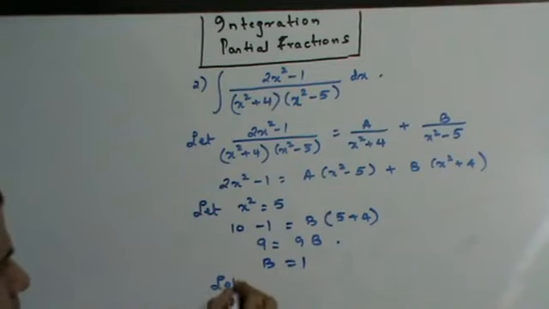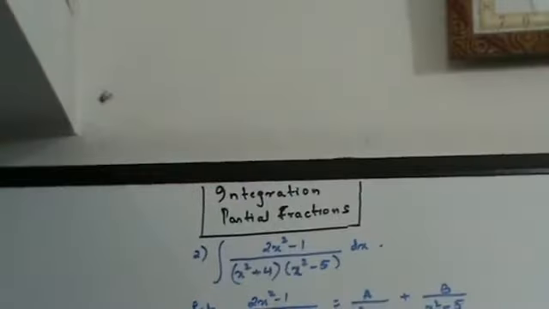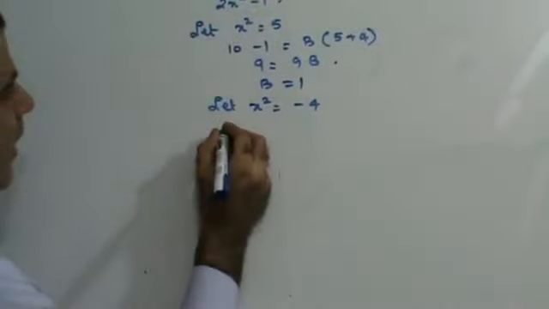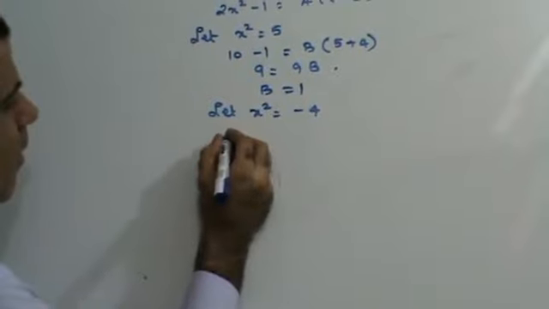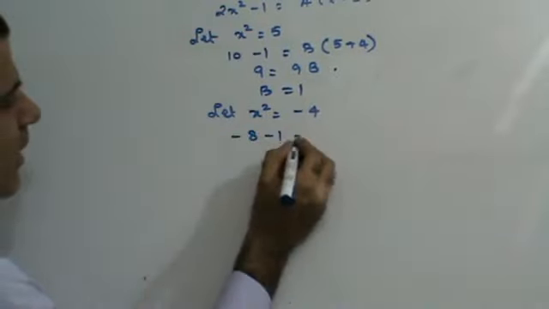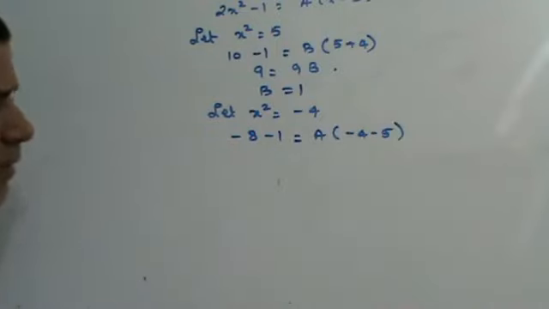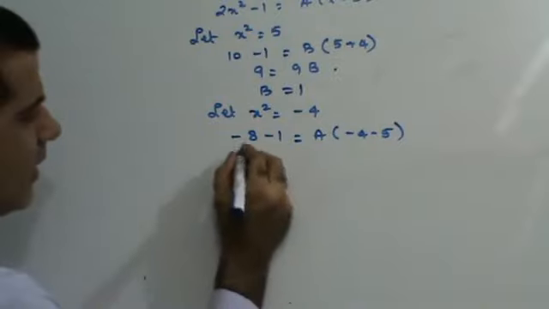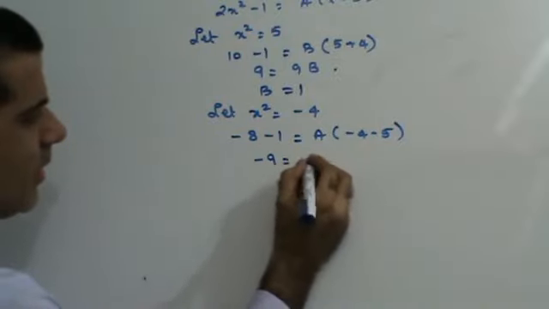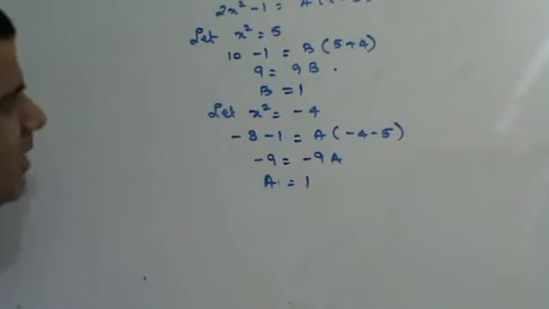Let us assume, in order to make the second bracket 0, the value of x square to be minus 4. Right? So in that case, I will have 2 into minus 4, that's minus 8 minus 1 is a times minus 4 minus 5. So in that case, you will get minus 9 is equal to minus 9a. So a is equal to 1.